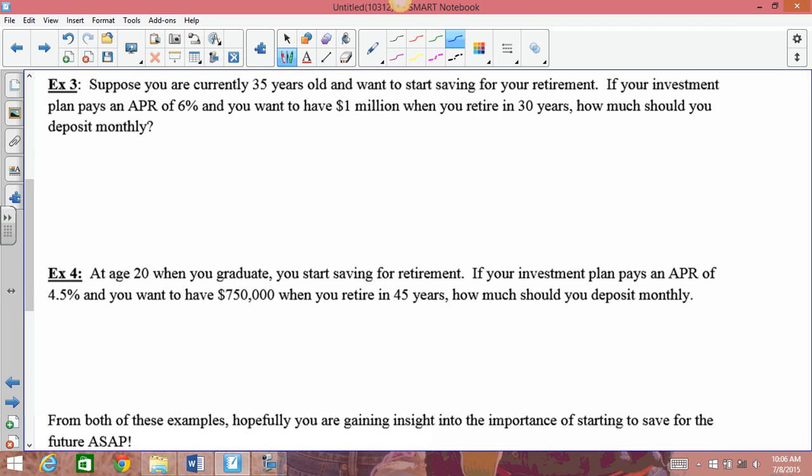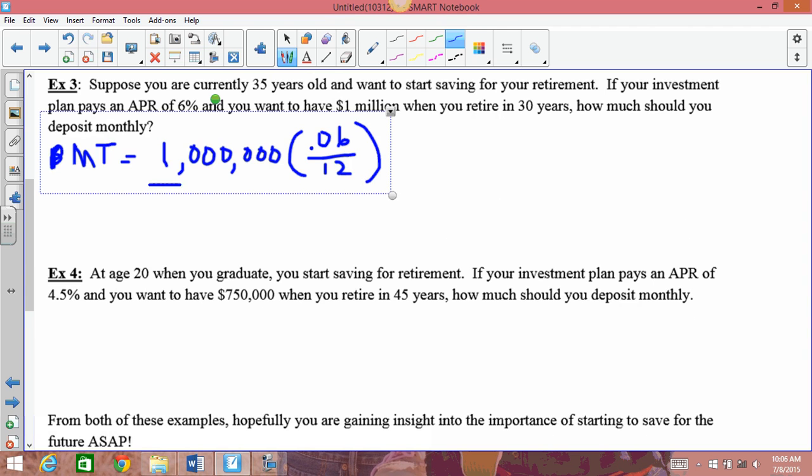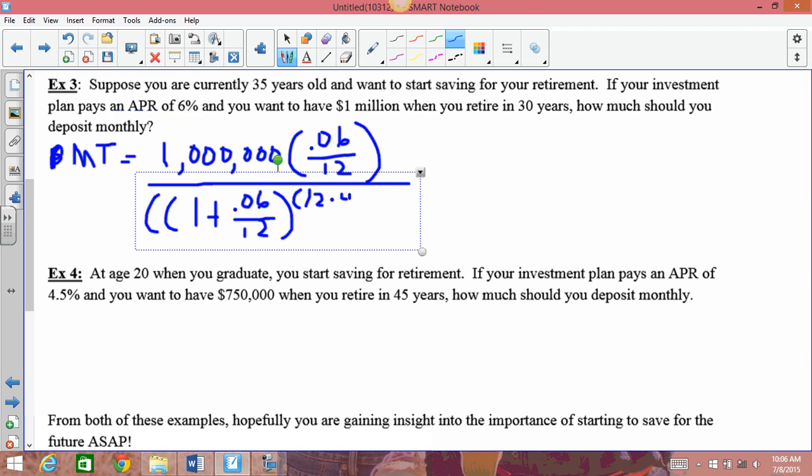The payment is equal to the final amount, which is $1 million, times parentheses your rate, 0.06 divided by 12, close it, take all of that divided by, start 2 parentheses, 1 plus 0.06 divided by 12, close it, raise it to the 12 times 45, because we're going to have 12 times 45.